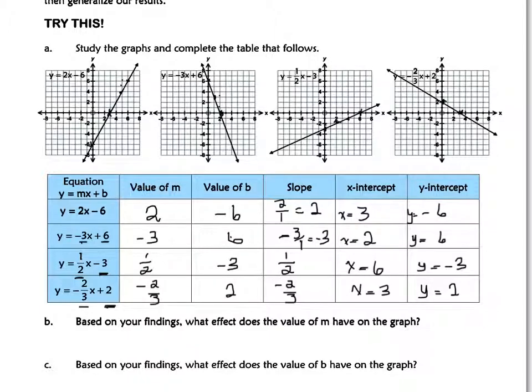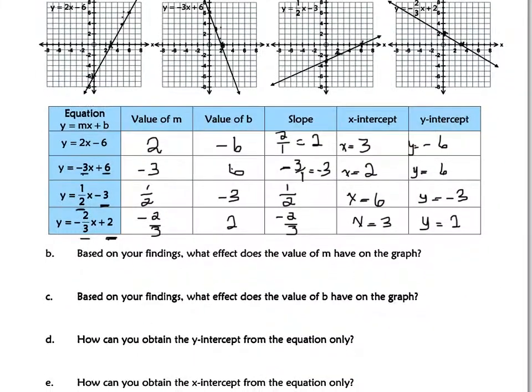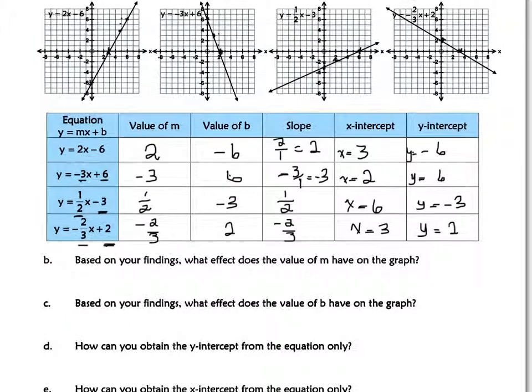So if we look at our findings now on the table, what effect does the value of m seem to have on the graph? If you look at the m, all the m values were matching up with the slopes. So all the values of m and all the values of the slopes were the same. So m, it appears, represents the slope.